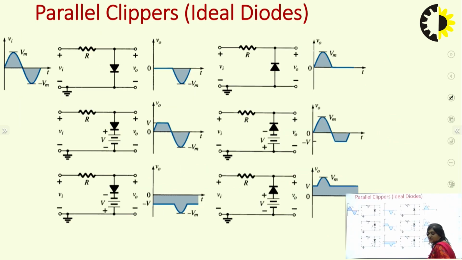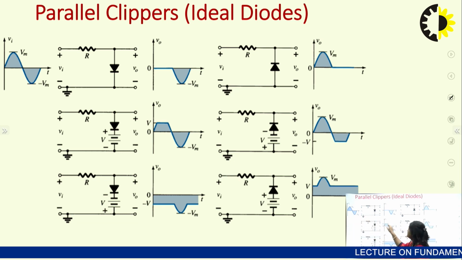So all these configurations are for the parallel clipper. Here we can see this is the simple parallel clipper, and this diode will be forward biased only for the positive cycle, so at the output we will get only the negative cycles. So this is for the positive clipper, and here in this positive clipper we have applied biasing with plus V polarity, and here with minus V polarity. These are the output waveforms, and this is our input waveform for which we are getting these outputs.